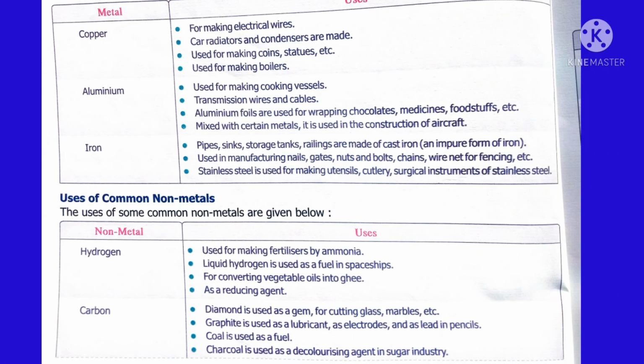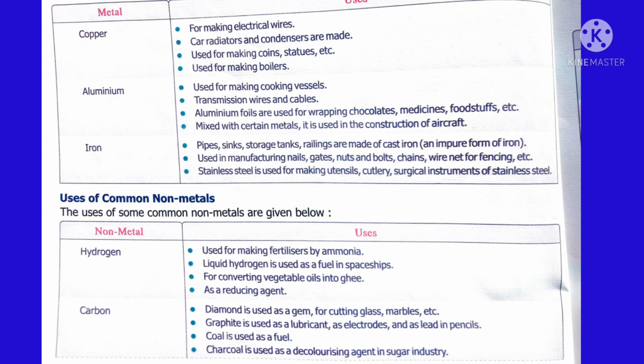Now we are going to see some uses of metals and non-metals. You know all the cooking utensil bases are made of copper, and copper is used for making electric wires, and aluminum is also used for making utensils and wire cables, etc. Then aluminum wrappers, and iron is used for building purposes like pipes and storage tanks.